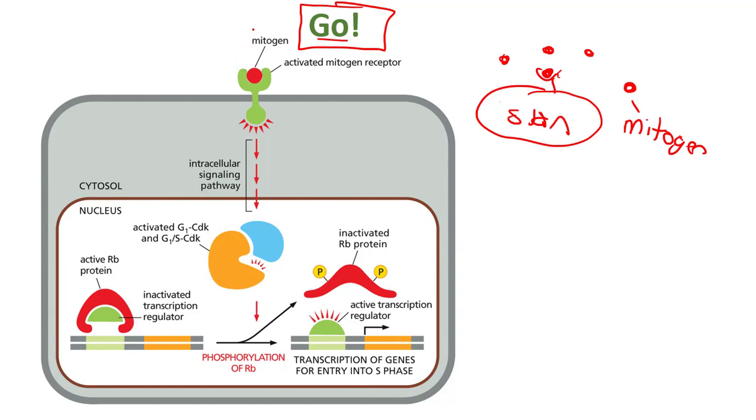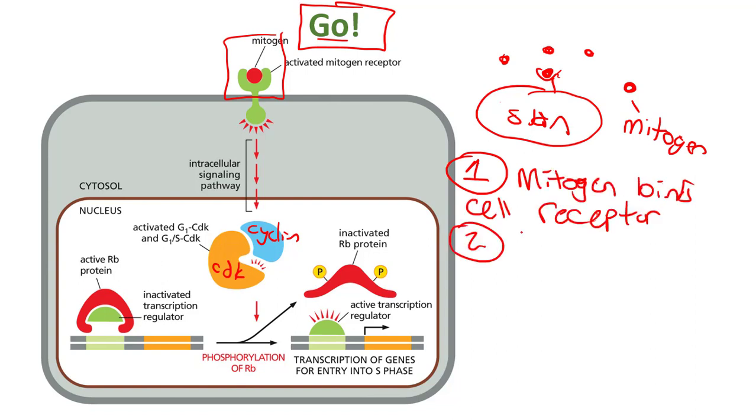So over here you can see, here's the cell, here's a receptor. The first thing that happens is a mitogen binds the receptor. This sends a signal into the cell and it'll initiate the first cyclin here, the first one in the G1 cyclin, to bind to the CDK. So I'll write it down. Step 1, mitogen binds the cell receptor on the outside of the cell. This will send a signal allowing the G1 cyclin to bind to the G1 CDK.